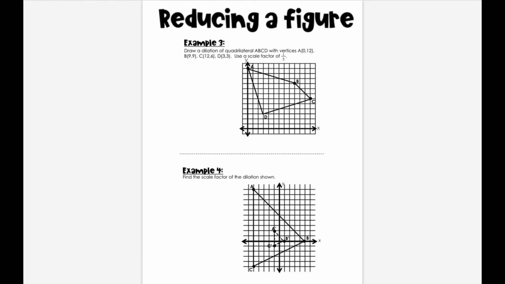Now let's look at reducing a figure. For example 3, draw a dilation of quadrilateral ABCD with the vertices listed there and use a scale factor of 1/3. So our K is 1/3. That means that 1/3 is what was multiplied by each of the coordinates to start with.